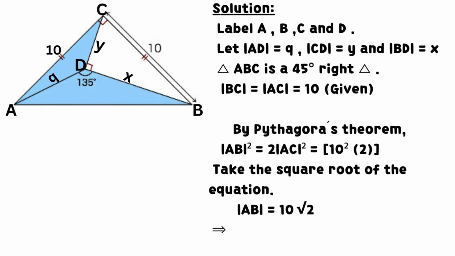By Pythagoras' theorem, the square of line AB equals 2 times the square of line AC, which equals 2 times the square of 10. Take the square root of the equation and we have that the length of line AB equals 10 times the square root of 2.